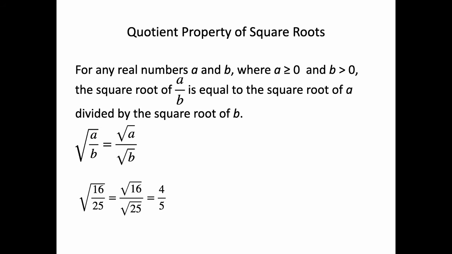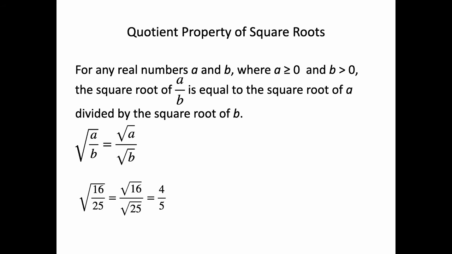So the quotient property of square roots, I touched on this briefly in 7.3. So it says here, for any real numbers a and b, where a is greater than or equal to 0 and b is greater than 0, the square root of a over b is equal to the square root of a divided by the square root of b. So what we have here is the square root of a over b is the same as, we split that radical up across the division bar, and we get the square root of a over the square root of b.